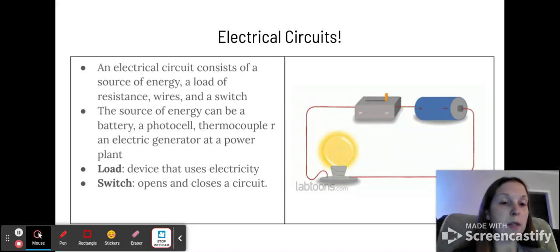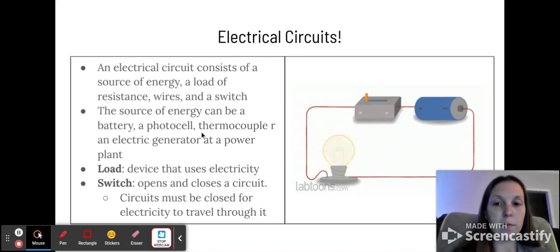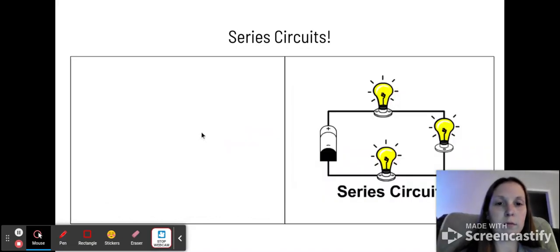The switch is what opens and closes the circuit, which allows the energy to flow through the entire system. Circuits must be closed for electricity to travel through them. Open means there's a hole in the circuit somewhere. Closed means it's a closed circuit.